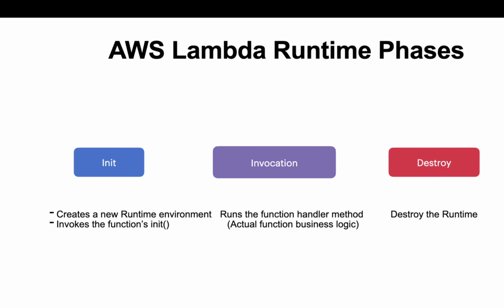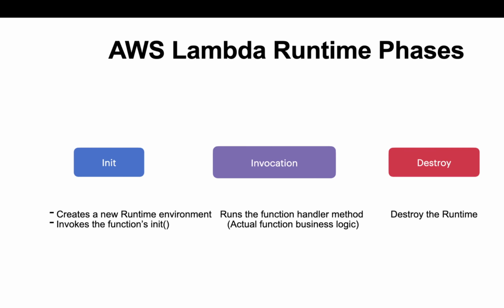The life cycle of a Lambda function has three phases: the init phase, the invocation phase, and the destroy phase. In the init phase, AWS will initialize the runtime required for the function. For example, if the Lambda function has Java code, then AWS will initialize a JVM. It will also deploy the function artifact which we have provided and make it ready to run. Along with that, it will invoke the init function if we have written any for the function.